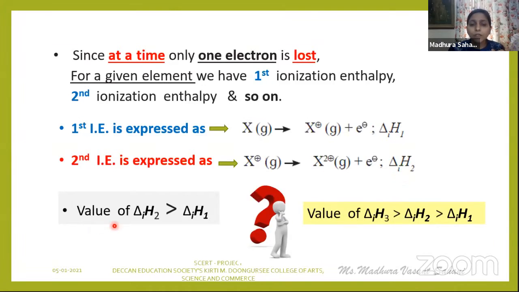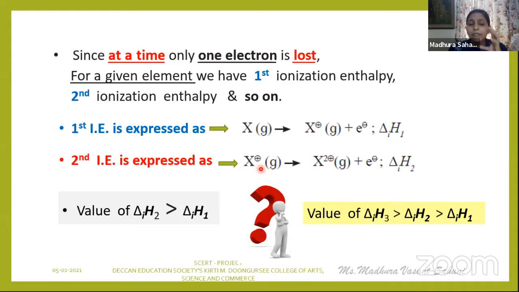Now, if you look here, you will come to know that the value of the second ionization enthalpy is greater than the first one, and the value of the third ionization enthalpy is greater than the second one and the first one, and so on. Why? What is the reason behind this? Simple. How do you get the second ionization enthalpy? When there is a loss of an electron from this positively charged species. Now, what is a positively charged species? It is a cation.